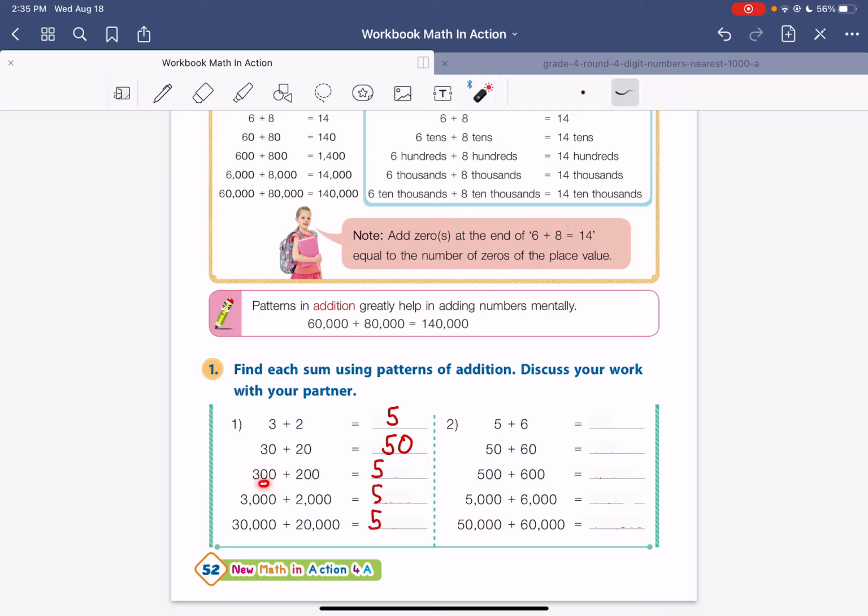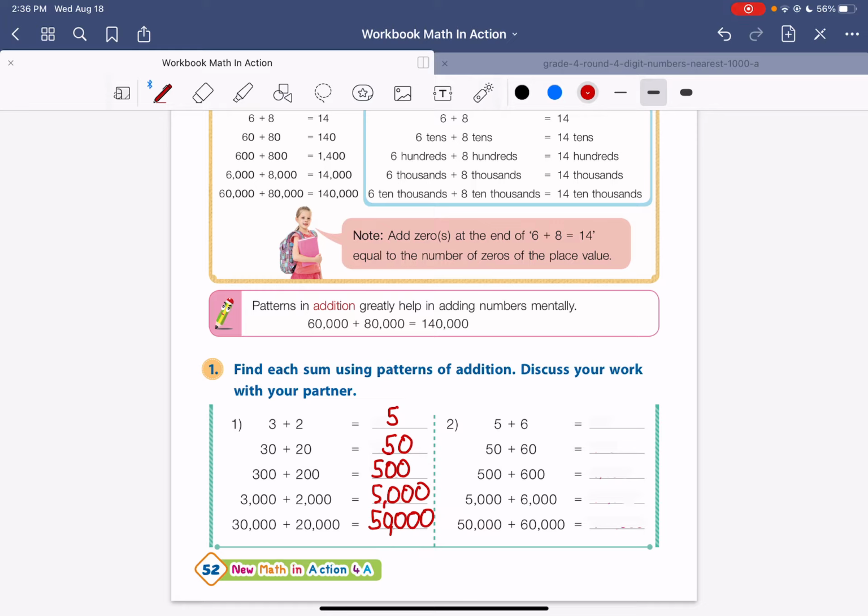We can check this pattern. How many zeros here? We have just 2 zeros, so we're going to add 2. How many do we have here? 3 and 3, so we're going to add 3 zeros here. And the last one, we have 4, so we're going to put 4 zeros. That's our pattern. We're adding a 0 every single time.